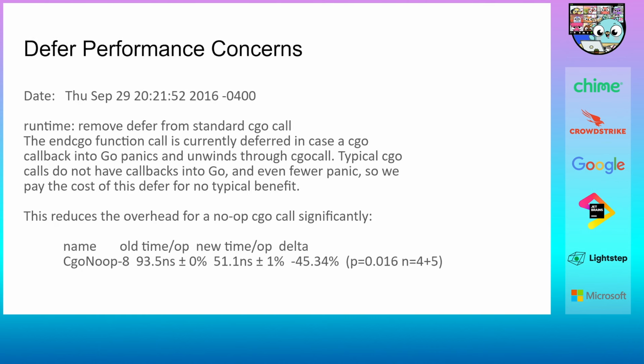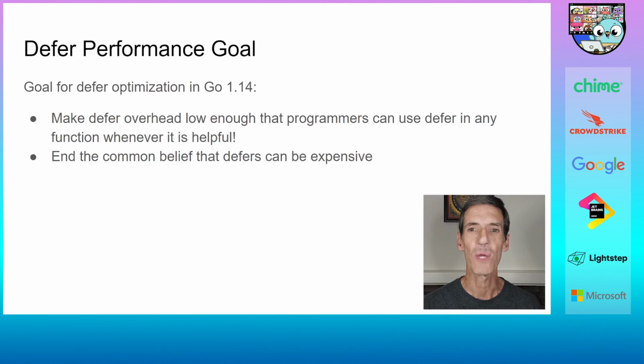Now, there have been concerns about the overhead of defer statements. And in fact, as shown in this check-in to the Go repository, developers have sometimes removed defer statements from critical functions in order to improve performance. There have been a number of these changes in the Go standard library, and I'm sure in other popular Go applications. But we definitely don't want people avoiding defer for performance reasons. So, our goal for Go 1.14 was to make defer overhead low enough that developers can always use defer whenever it makes sense. We want to eliminate the common belief that defers can be expensive.